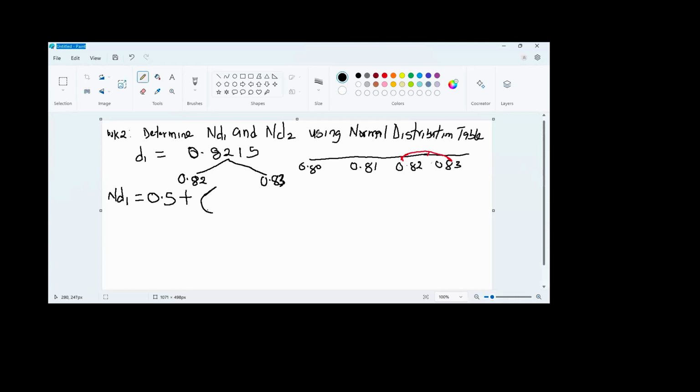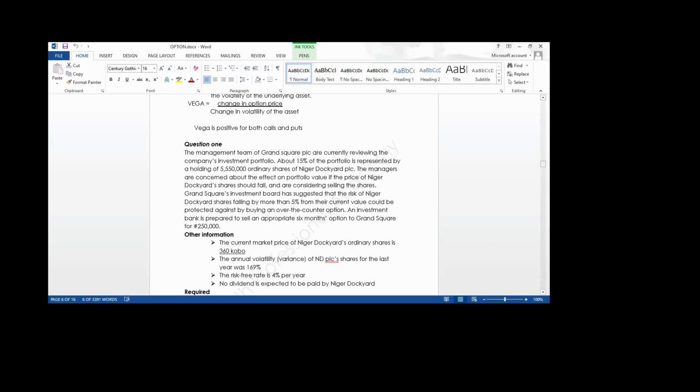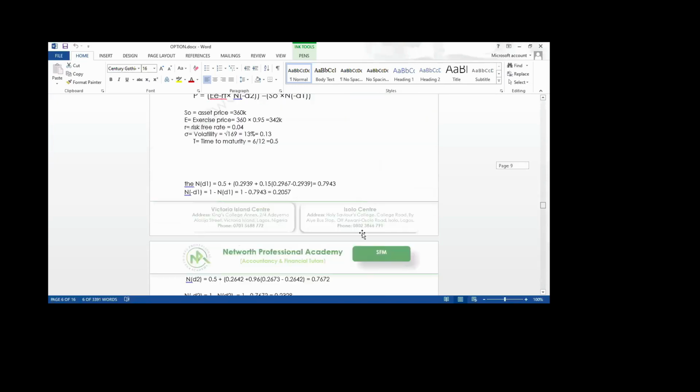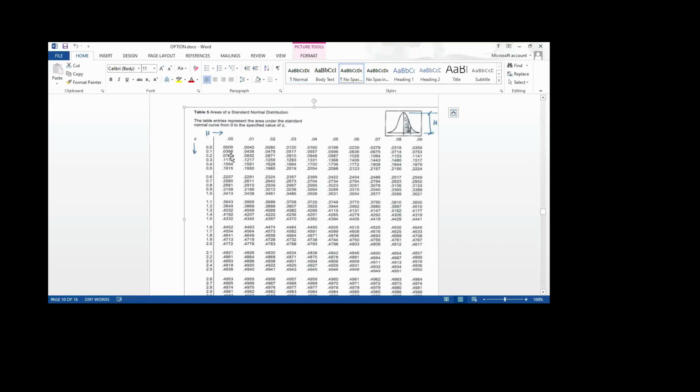Open a bracket. Now, if you have the log table, go to the log and check 0.8 under 2. If you don't have it, let us go to the log together in the classroom. This will be given to you on the exam days.